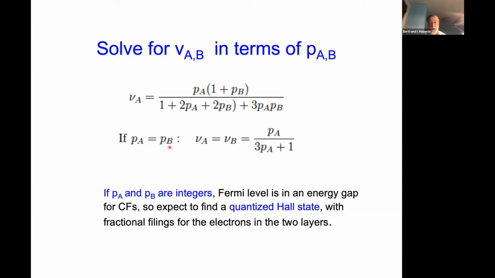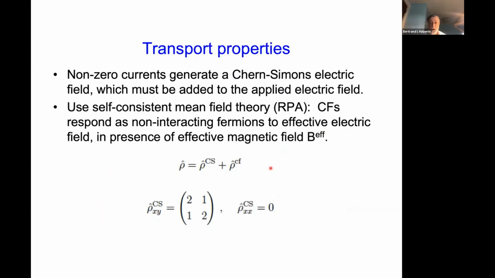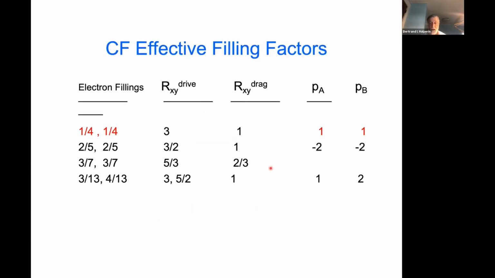But if PA and PB are equal, it turns out that you get a simple result that the real filling fractions are related to PA over 3PA plus 1. In the single layer, it was 2PA plus 1, so you only got odd denominators, but here we can get even denominators as well. If PA and PB are integers, then, of course, again, the Fermi level is in an energy gap for the mean field theory, so we would expect, with some hand waving, to find a quantized Hall state with fractional fillings in the 2 layers that will be given by this formula. And indeed, if we plug that in, we get the answers here for 1/4, 1/4.